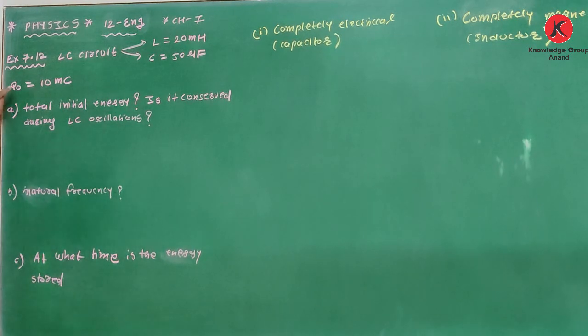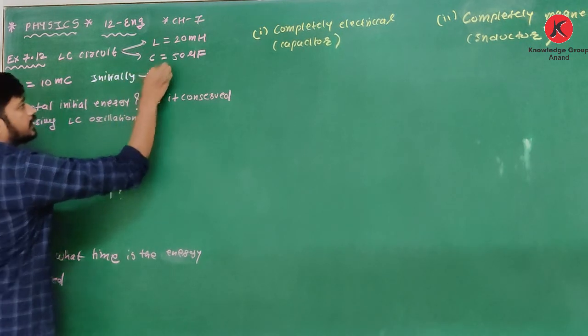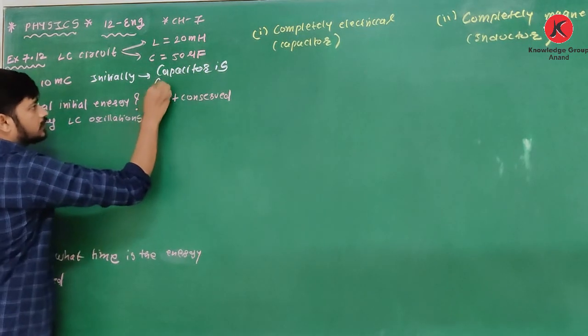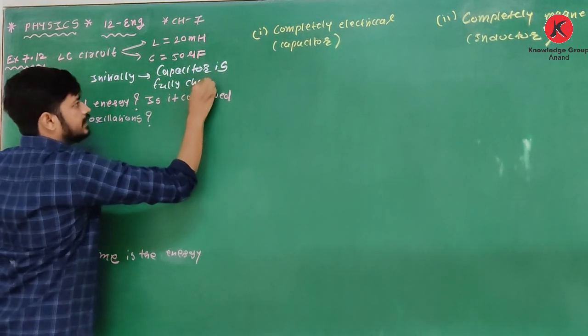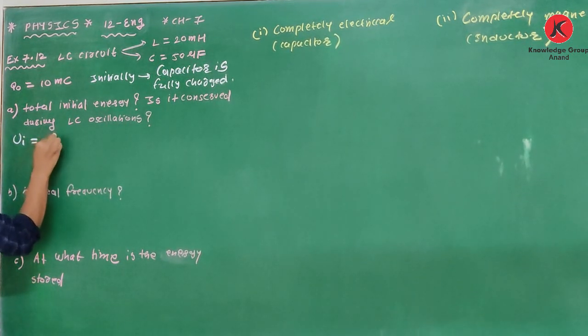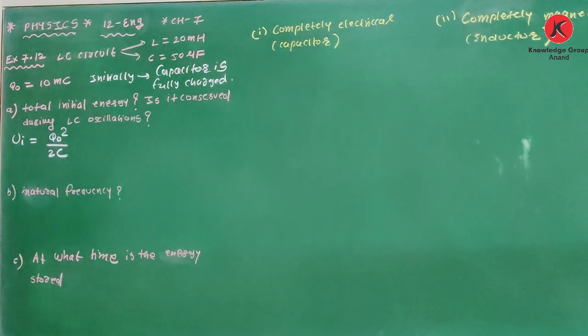Total initial energy. See, Q0 is 10 millicoulomb, which means initially the capacitor is fully charged. So you have to find the total initial energy. Simple. Initial energy U is equal to Q0 square upon 2C. Q0 is 10 into 10 to the power minus 3 coulomb, C is 50 microfarad. You can easily find it.